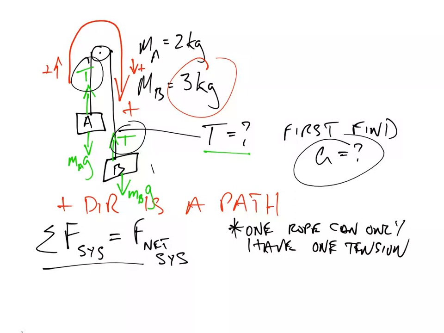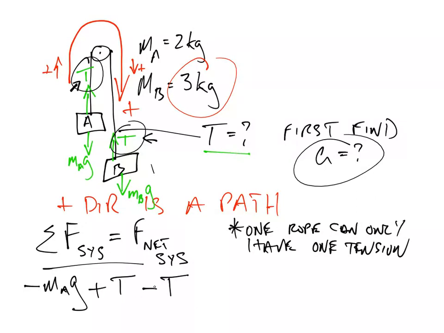So let's continue to write our equations here. In this case, MAG is negative. So we're going to have negative MAG, positive T, which is this T here, and then a negative T for the next one, which is that one. So that's going to be negative T. The first T is associated with A, and the second T is associated with B.